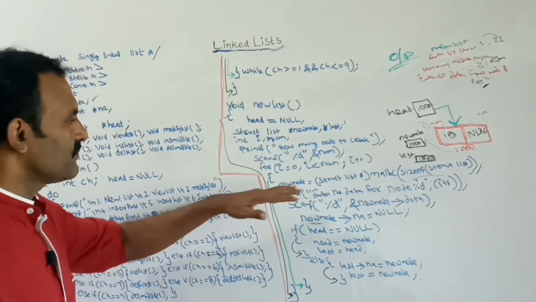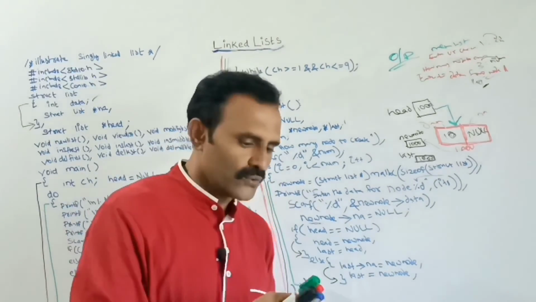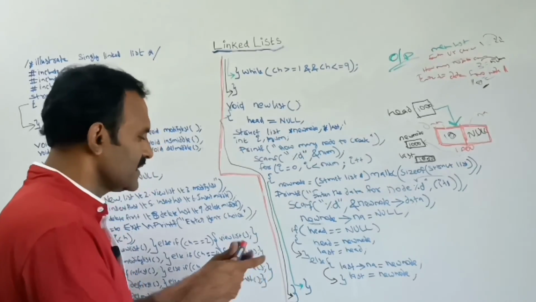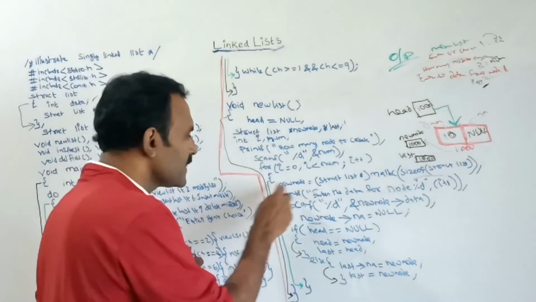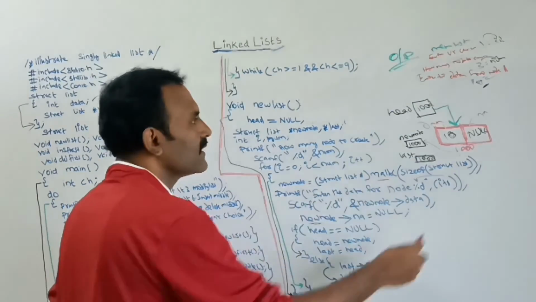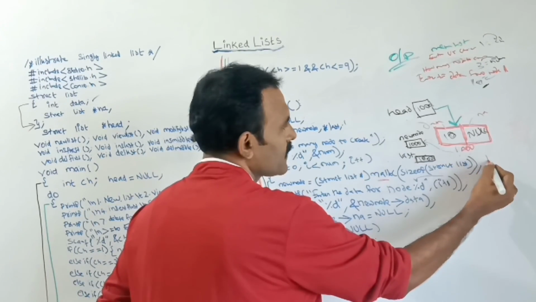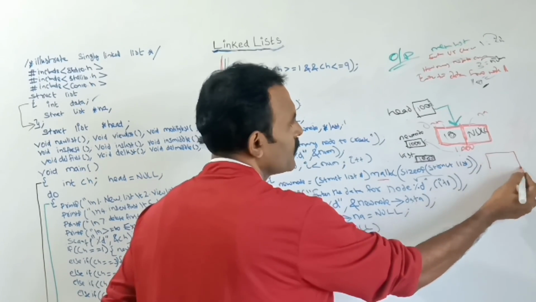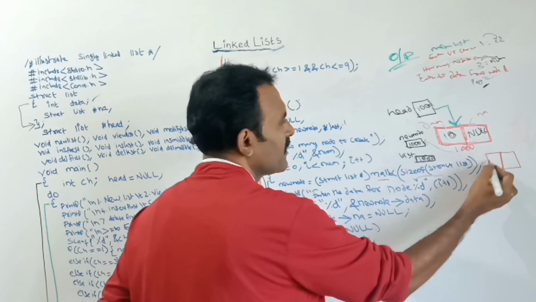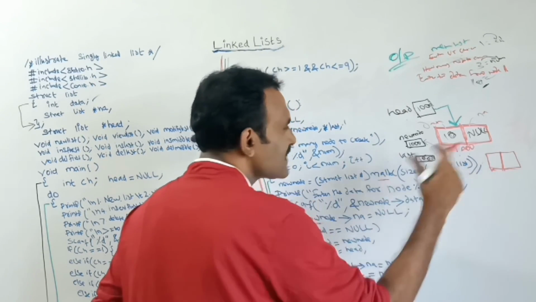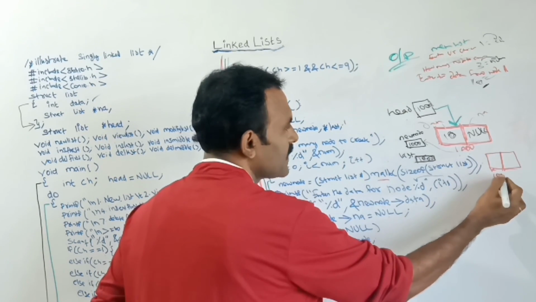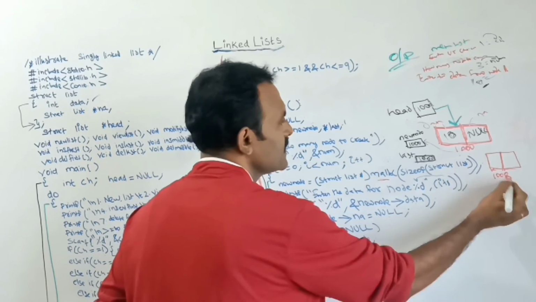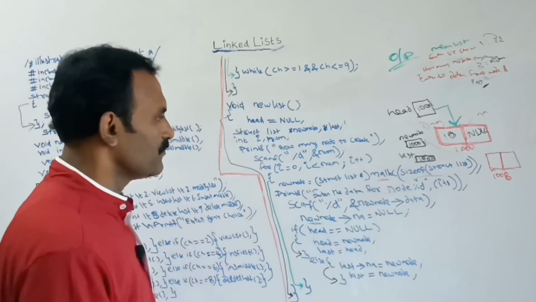Here, very first I am creating a new node, so that for each and every time, during this statement, this malloc will create a new node. See, let us assume this is the new node. So here the memory was allocated. Let us assume this address is 1008.